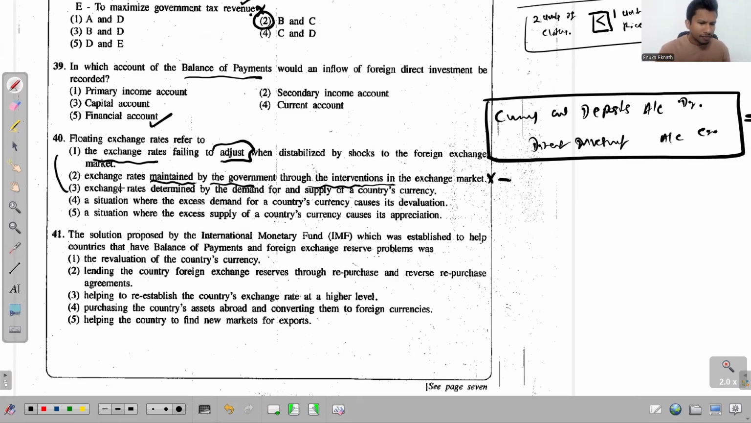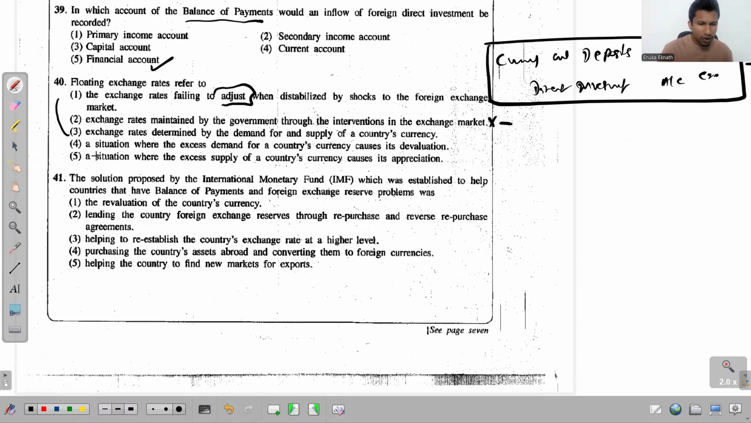The third one says exchange rates determined by demand and supply of a country's currency. 100% true, right? So that is the meaning of free floating exchange rate, right? Fourth one, a situation where excess demand for a country's currency causes its devaluation. A situation where excess supply of a country's currency causes its appreciation. I actually don't know the meaning of these two, right? There's no meaning, as I believe. So the answer for this question 40 is the third one.